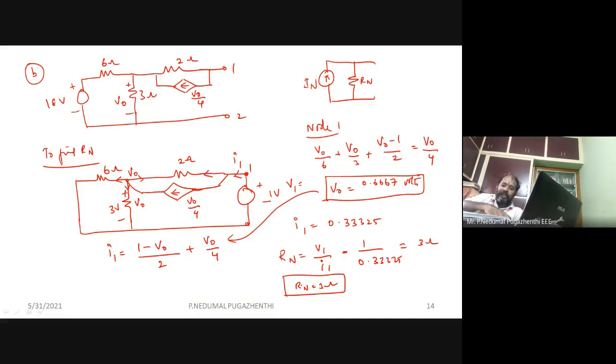I have to find what is In. So what I will do, I will take the same circuit and try to find the short circuit current.